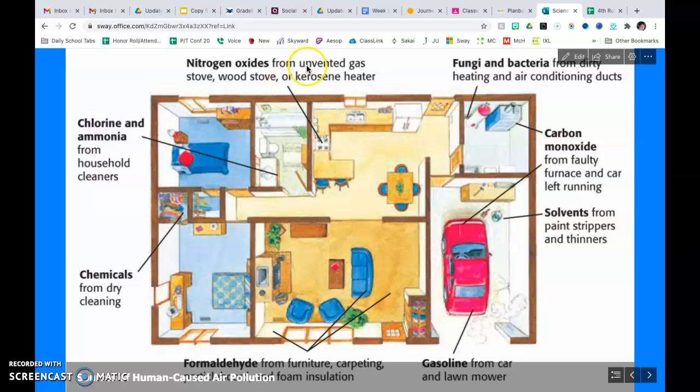And then nitrogen oxides from unvented, maybe a gas stove, a wood stove, or even a kerosene heater. You just have to be really, really careful with your heating sources and make sure there's plenty of airflow and ventilation. So these are all sources of human-caused air pollution within your house.